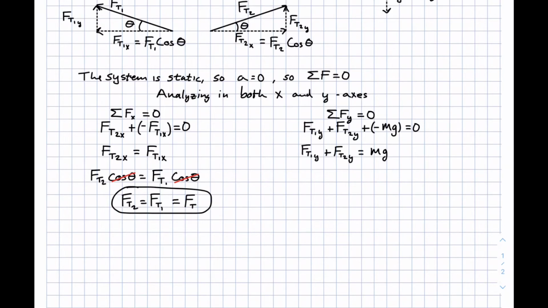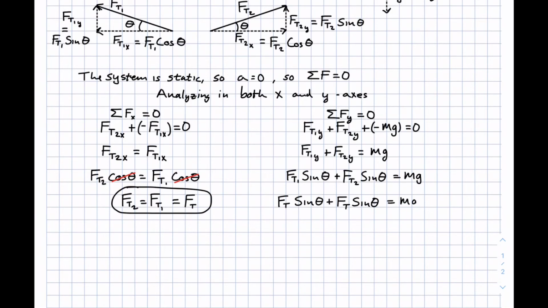Now we can return to our vector diagrams to see that Ft2y equals Ft2 sine theta, and Ft1y equals Ft1 sine theta. We know from the x-axis analysis that Ft1 equals Ft2, and we're just calling that Ft. So we can make that substitution, substituting in Ft where we see Ft1 and Ft2 in the y-axis equation. And then we can combine our like terms. Solving for Ft, we get mg over 2 sine theta.